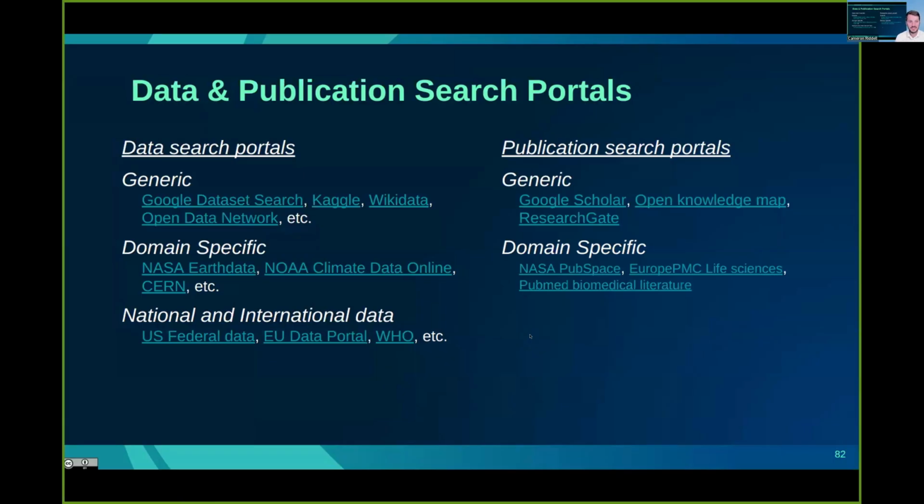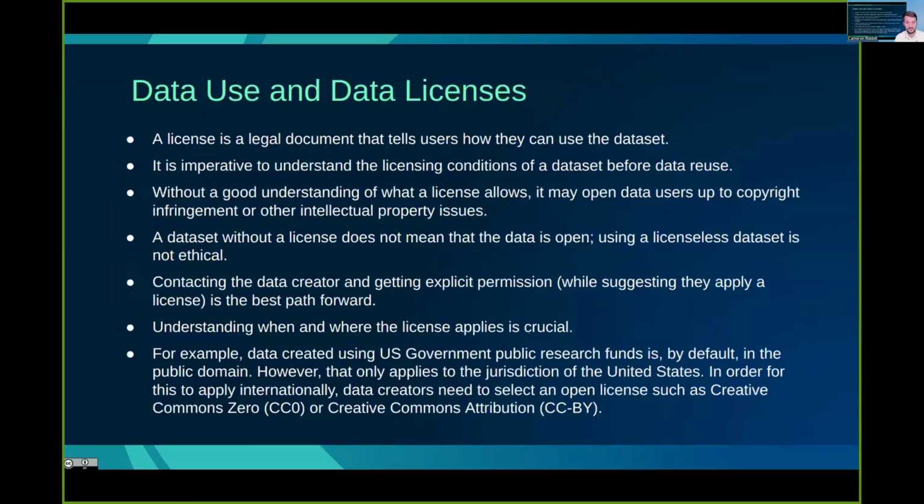You also have domain-specific publication search portals, so you can look through specific journals, or you can go to NASA PubSpace, so on and so forth, if you want to find a publication related to a specific field.